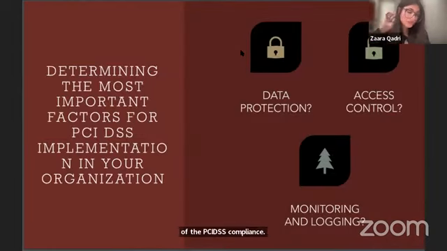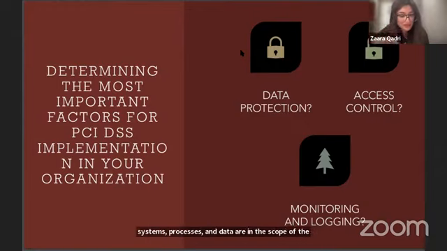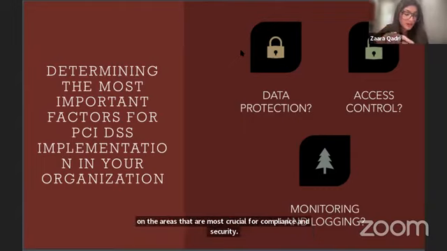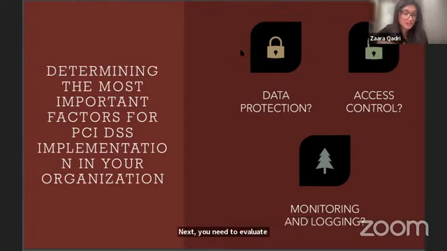Okay. Define which systems, processes, and data are in the scope of the compliance. Identify which systems process the data, which systems are storing the data, and which ones are transmitting the cardholder data. That helps you focus on the areas that are most crucial for compliance and security. Next, you need to evaluate your current security posture. This is very important because you need to assess your existing security measures that are already in place, see the compliance that they are already following, and see where the gap is, basically.